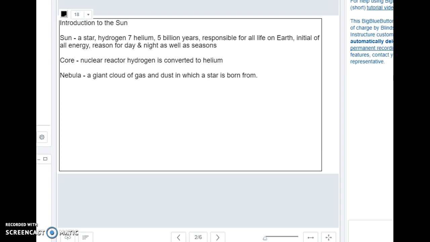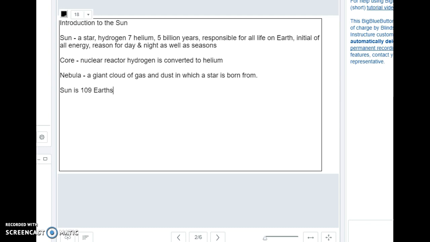But actually, in terms of size, just to put it into perspective, the sun is about 109 Earths long. So if there were 109 copies of the Earth, and you were to put them side by side, it would take 109 Earths in terms of length to be as long or as wide as the sun is.